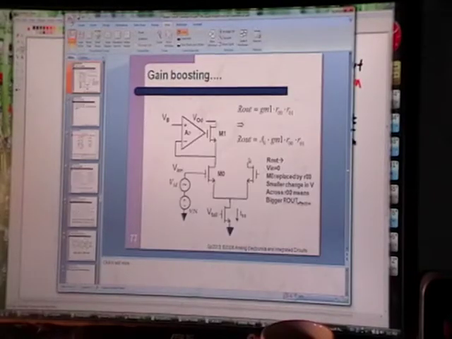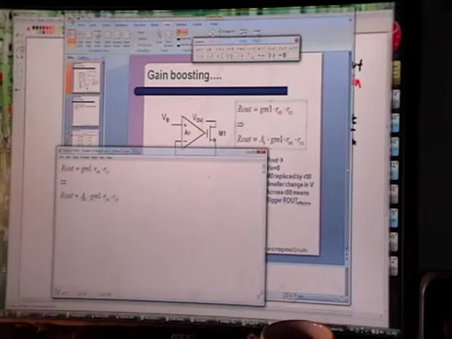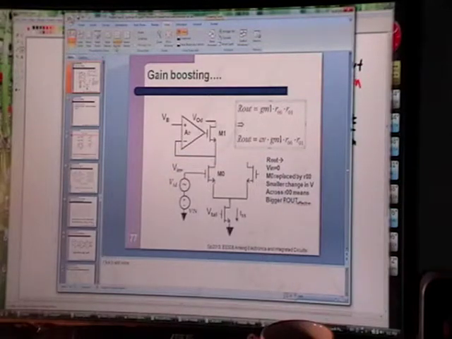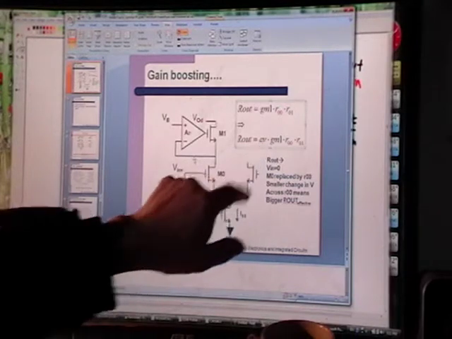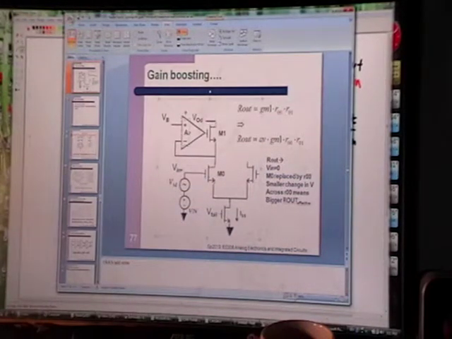Let's fix this. This should be... How about that? That looks better. Okay. And this also should be... okay. All right. So yeah.